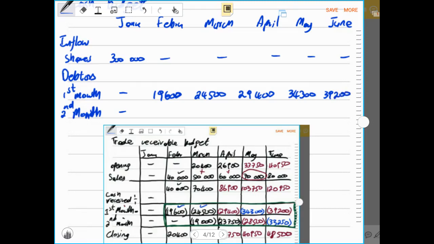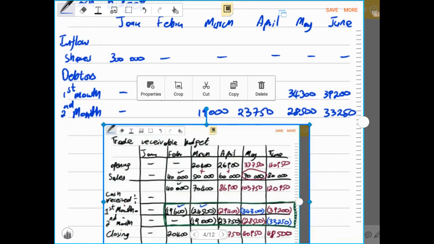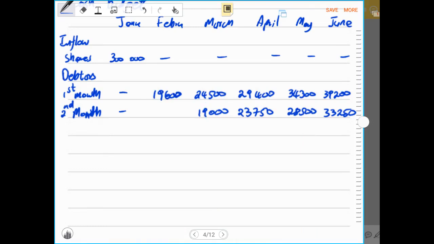And for the second month, we start in March, which is 19,000. In April, we received money of 23,750. It was the second month payment. Then we have 28,500, and the last one is 33,250. So now these are the receipts in their respective months with regard to money received from our customers. And from here we have recorded everything.